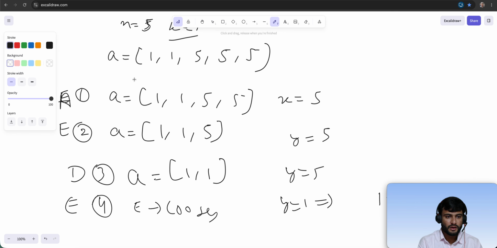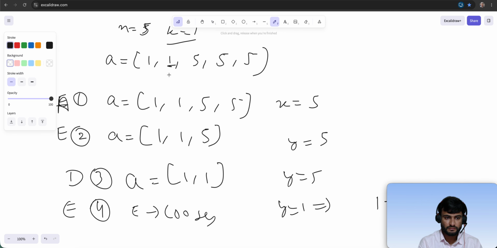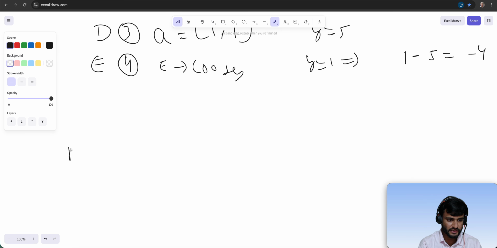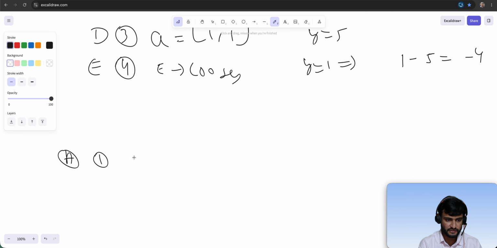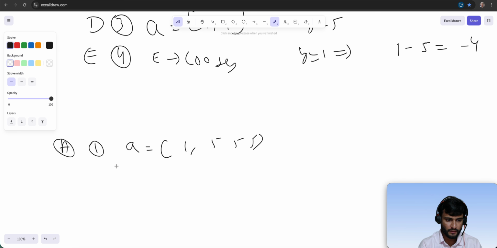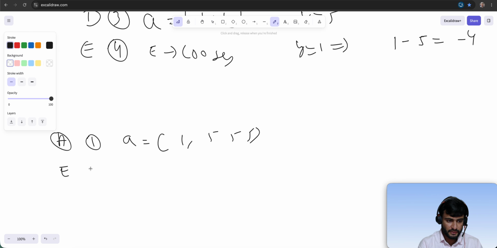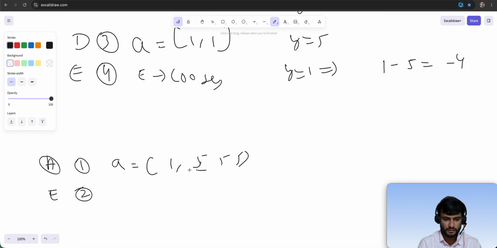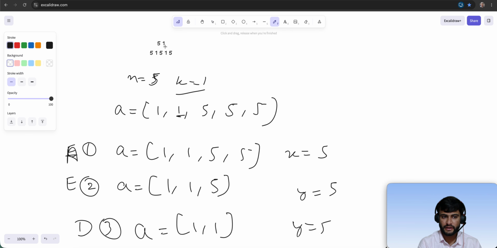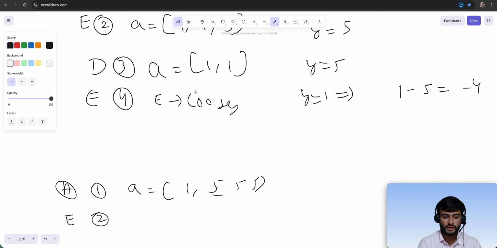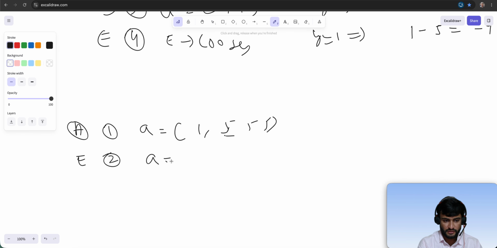Right? So let's say Arsani picks 1. If Arsani picks 1 for the first case, then A becomes 1 comma triple 5. Then Igor picks, let's say 5. Can he pick 5? He cannot, because 5 minus 1 equals 4 and 4 is not less than 1. So he will pick 1, right? So if he picks 1, then the array becomes 5 comma 5.